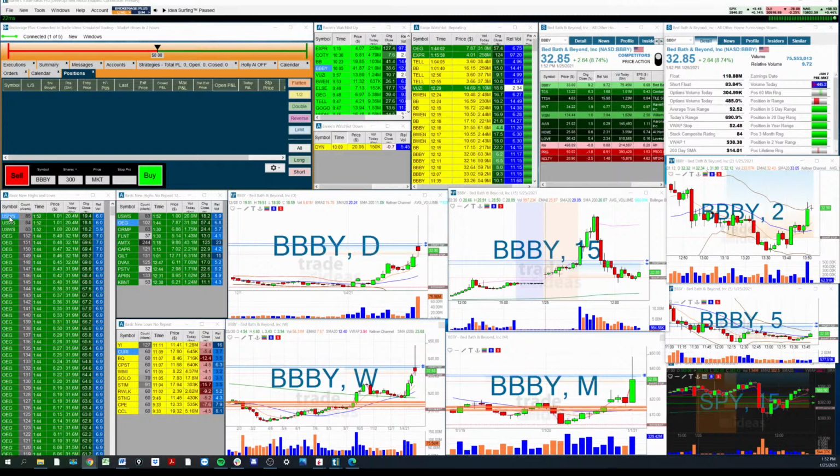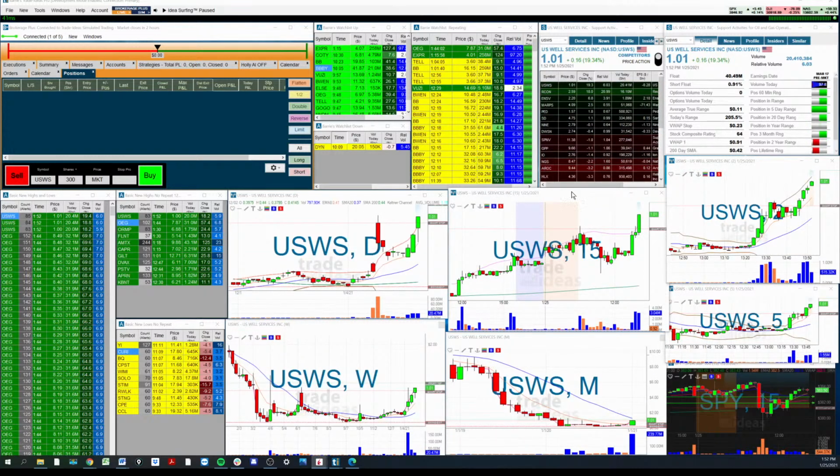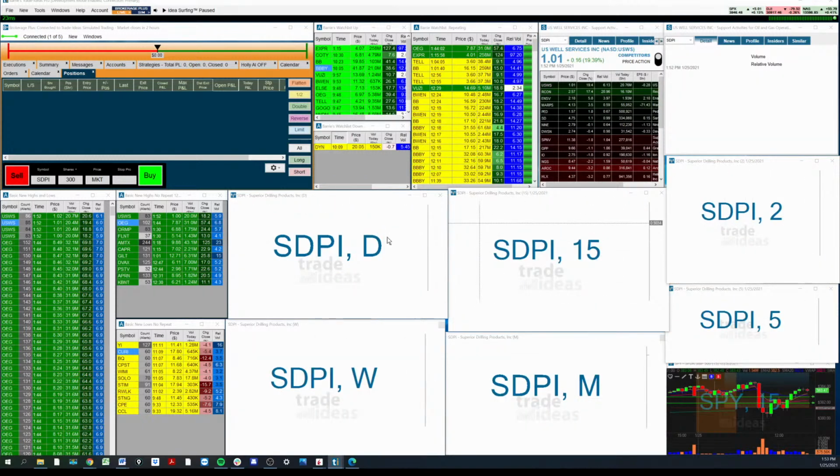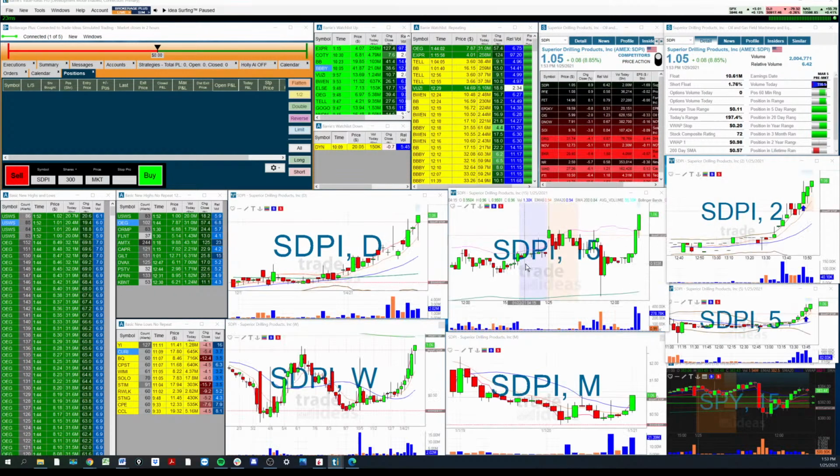Another cheap one, guys, just over $1, USWS, United States Well Services Inc. Yeah, I don't like it. I just brought it up. Somebody's telling me that the weekly resistance looks like around 105, 107 for SDPI. Yeah, it came up on my scanner. I thought for those of you who like the cheap ones, but I just said I don't really like it. Looks like there's too much resistance.